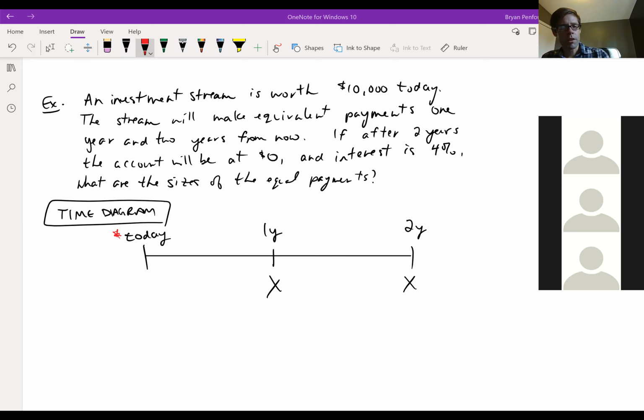And what we want to do is compare these 2 equivalent payments at today's date. So we're going to be using today as the focal point. So I've put just a little red star. We need to pull back these equivalent payments to today's date.